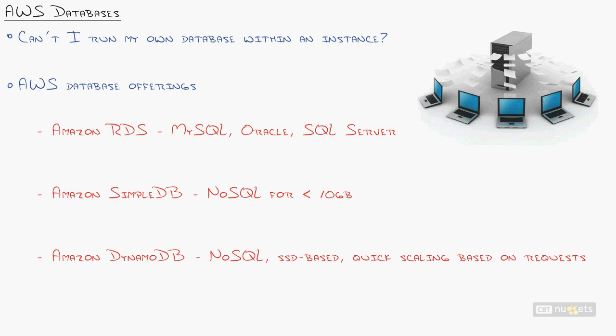Let's start off with databases, and I want to take on this question from the beginning because a lot of people have it. Do I have to use Amazon's database service? Can't I run my own databases in an EC2 instance? And absolutely, you can. It's your instance. You can do whatever you want.